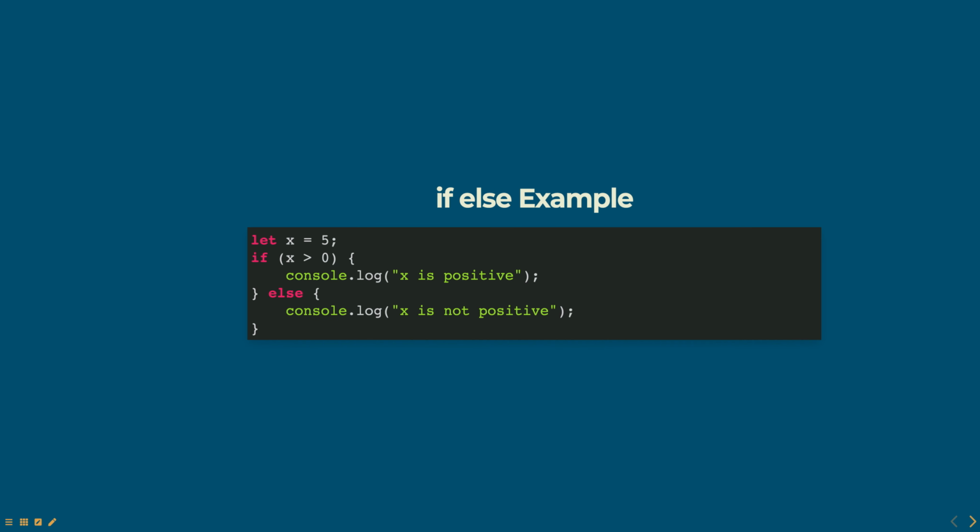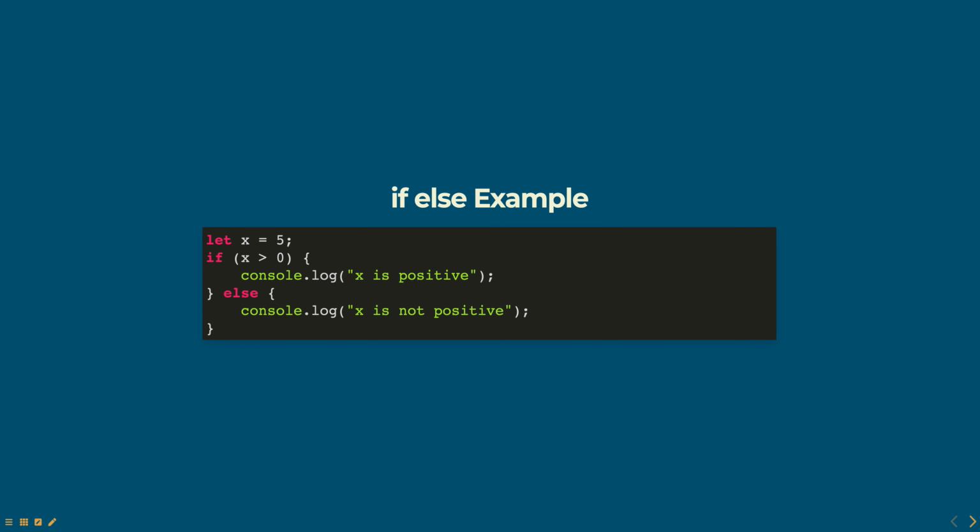The else statement is used in conjunction with the if statement to provide an alternative block of code to execute if the condition in the if statement is false. For example, this code will check if the value of x is greater than 0. If it is true, the message "x is positive" will be printed. Otherwise, the message "x is not positive" will be printed.